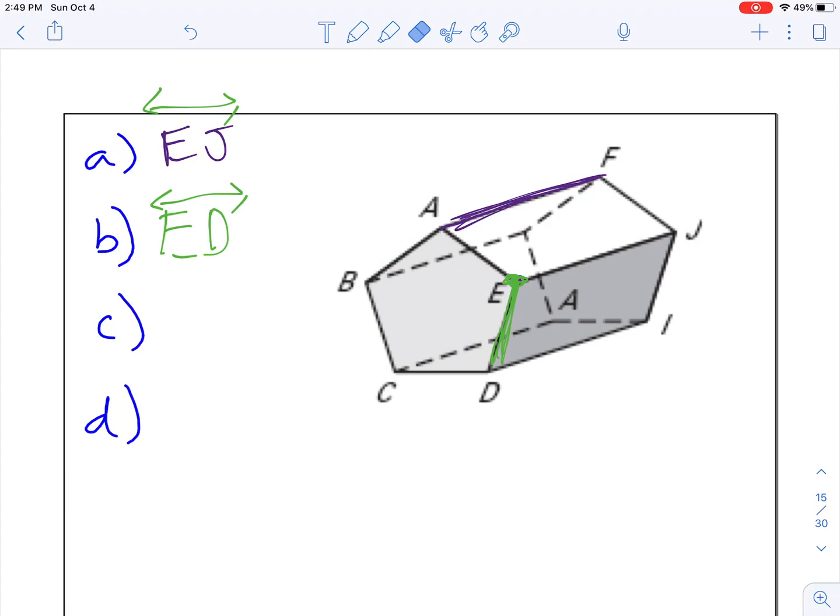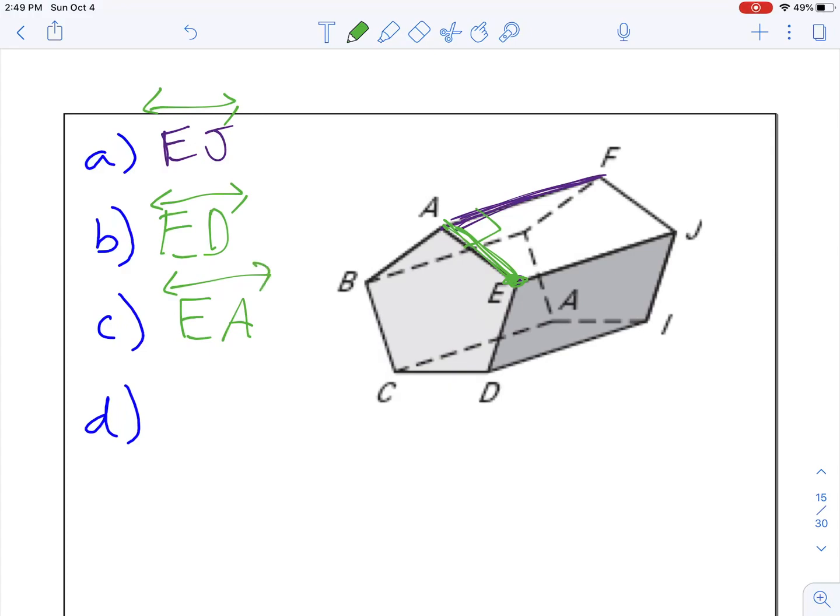C wants to know which line appears to be perpendicular to AF and contain point E. So once again, we're going to be coming from point E, but now we want a line perpendicular to AF. So that would be line EA.